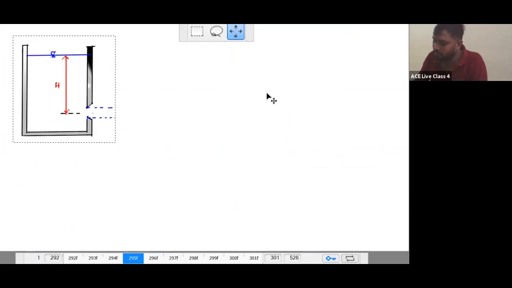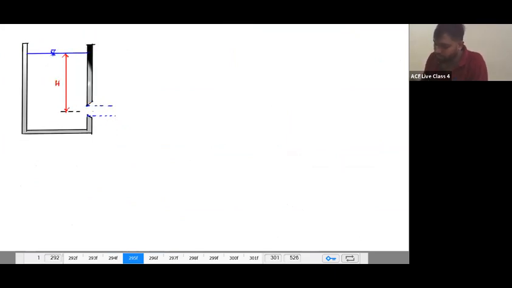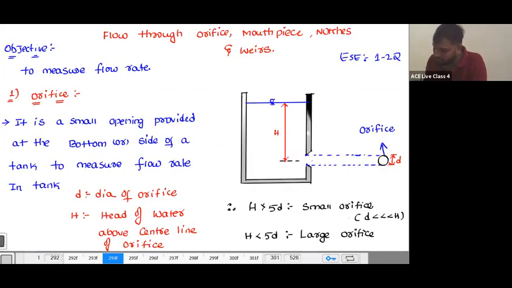So from this figure, I have shown you what the orifice looks like. Now you can see this is nothing but a sharp edge, whatever I am representing here. This is a sharp edge orifice. This is a cross section view of the orifice, and it looks like this. Okay.